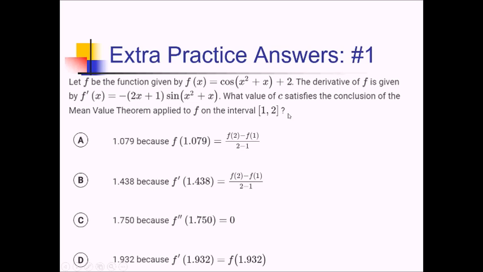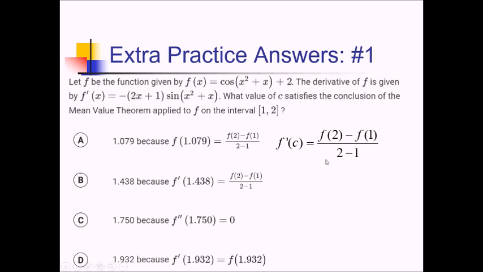It says that if we have a differentiable function on the open interval and a continuous function on the closed interval, then there is some c value on this interval where the instantaneous rate of change, in other words, f prime of c, equals the average rate of change, in other words, f of 2 minus f of 1 over 2 minus 1.